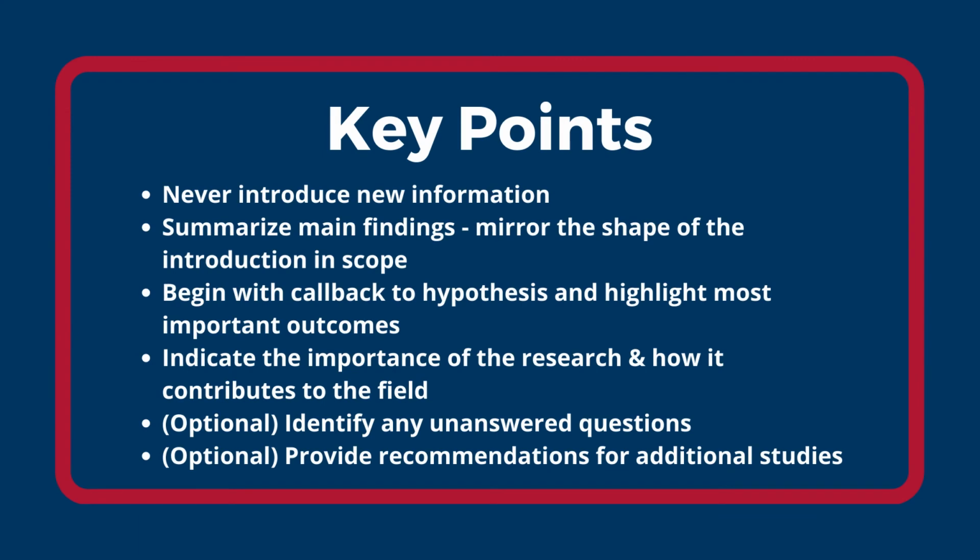Here are the key points for writing an effective conclusion in a scientific paper. Never introduce new information. Summarize your main findings. This section should mirror the shape of the introduction in scope. Begin with a callback to the hypothesis and highlight the most important outcome. Indicate the importance of the research and how it contributes to the field. These portions are optional, but if additional studies should be done, you can identify any unanswered questions and provide recommendations for further studies.